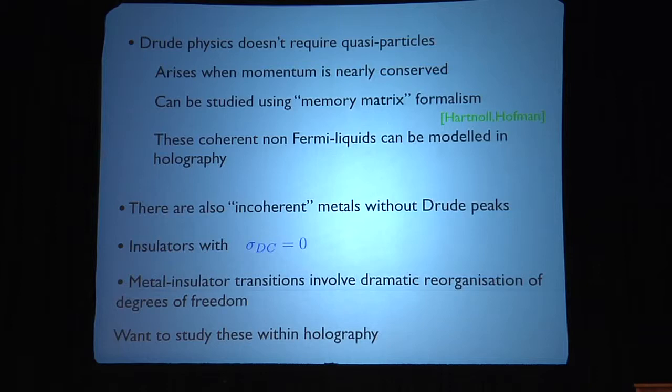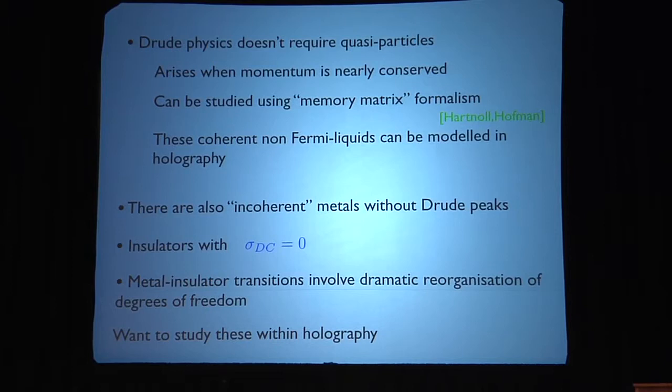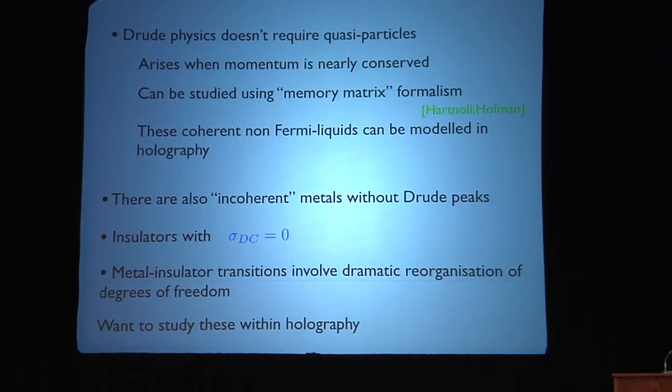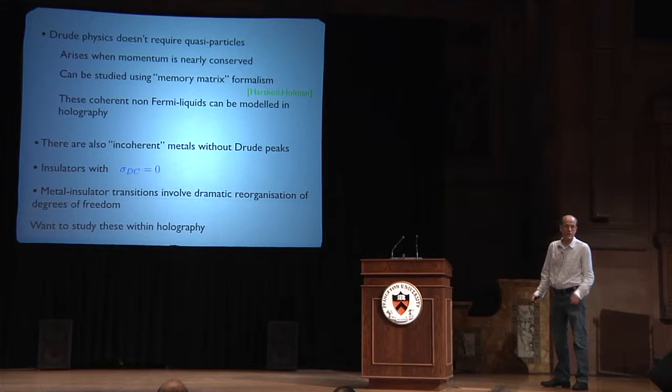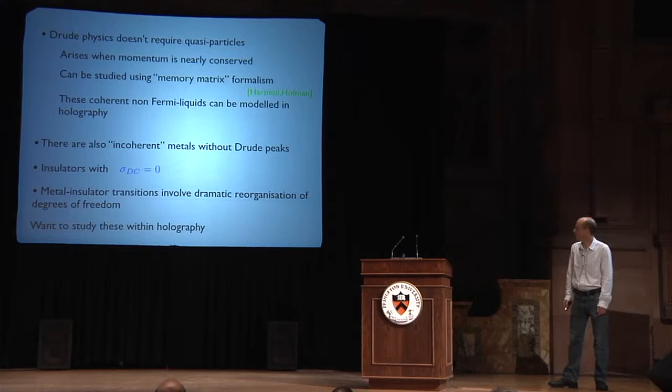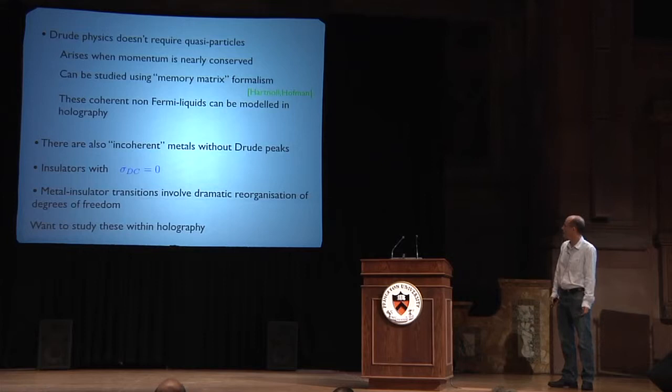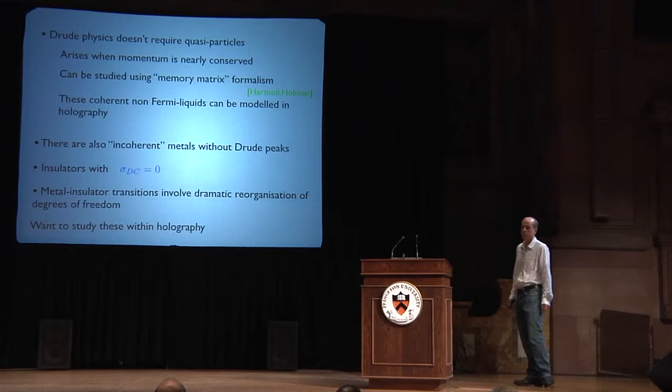Okay, so Drude physics doesn't require quasiparticles. I just gave you a quasiparticle description to give you some flavor of this, but it's not restricted to quasiparticles. In fact, in our field, Sean Hartnoll and Diego Hofman made, for me at least, a lot of illuminating comments when they said that basically the essential quantity is that the momentum is nearly conserved, and the momentum has a non-trivial overlap with the current that you're interested in. Then you can use this formalism called the memory matrix formalism to calculate these responses, and as long as you have this criterion, you can have Drude physics. So these non-Fermi liquids, but with coherent Drude peaks, can be modeled in holography, and I'll talk about that later, and that's something that Sean and Diego also did.